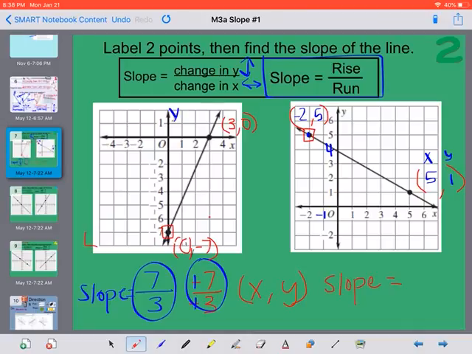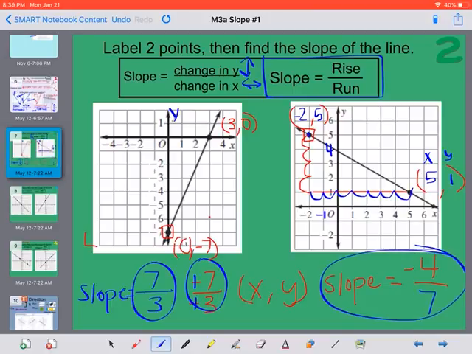Rise over run, we're going up and down first in our elevator. We got to go down 1, 2, 3, 4 floors to be kind of equal with that point. We went down 4, that's -4. And then we went over 1, 2, 3, 4, 5, 6, 7. So our slope is -4/7.